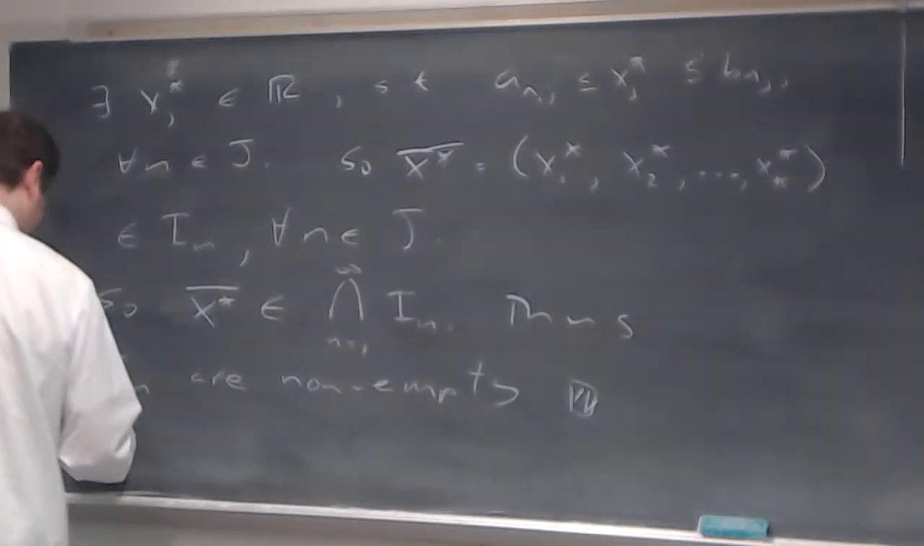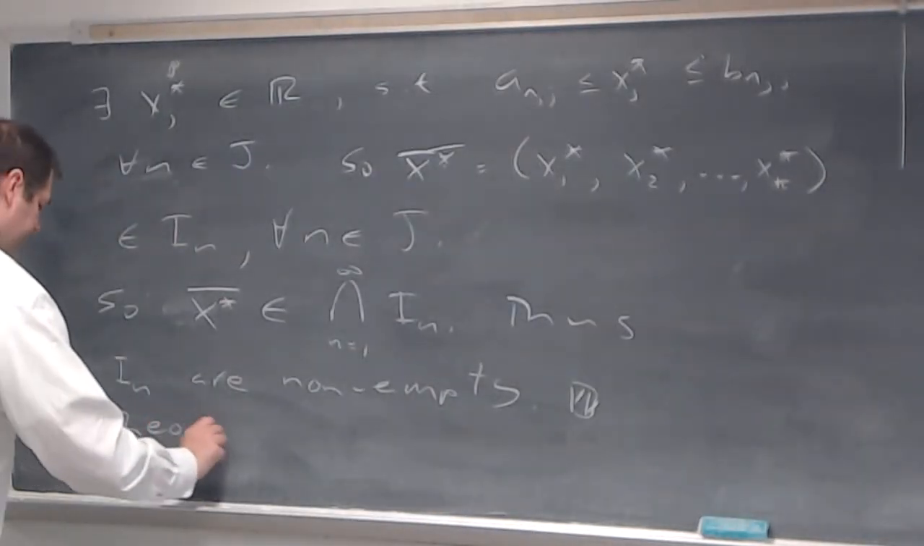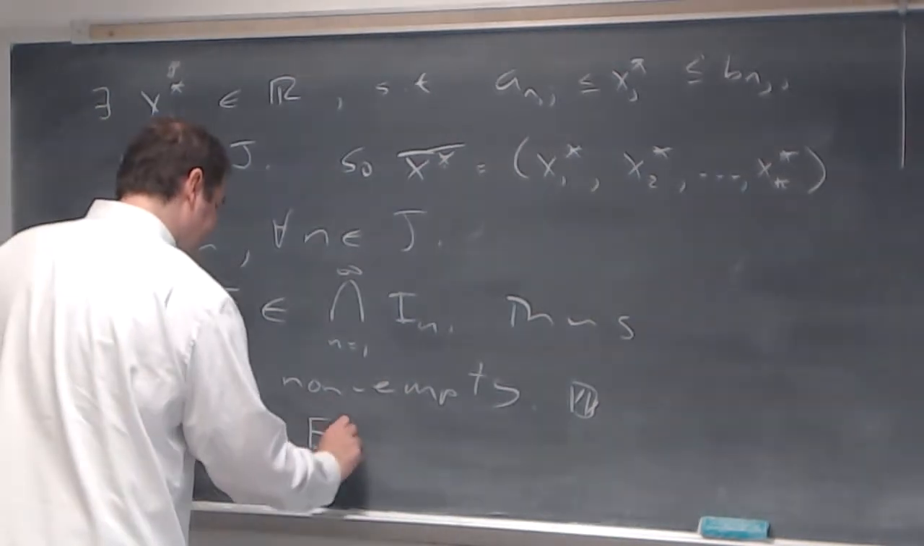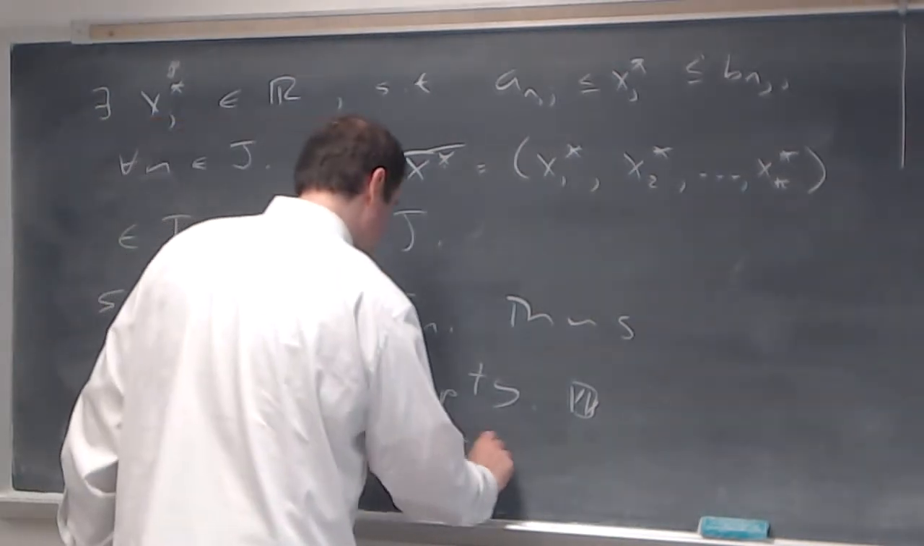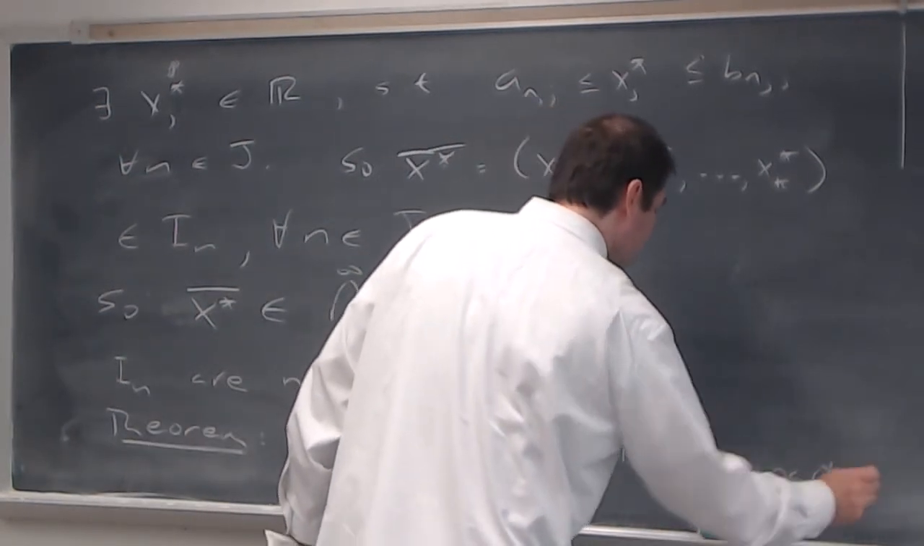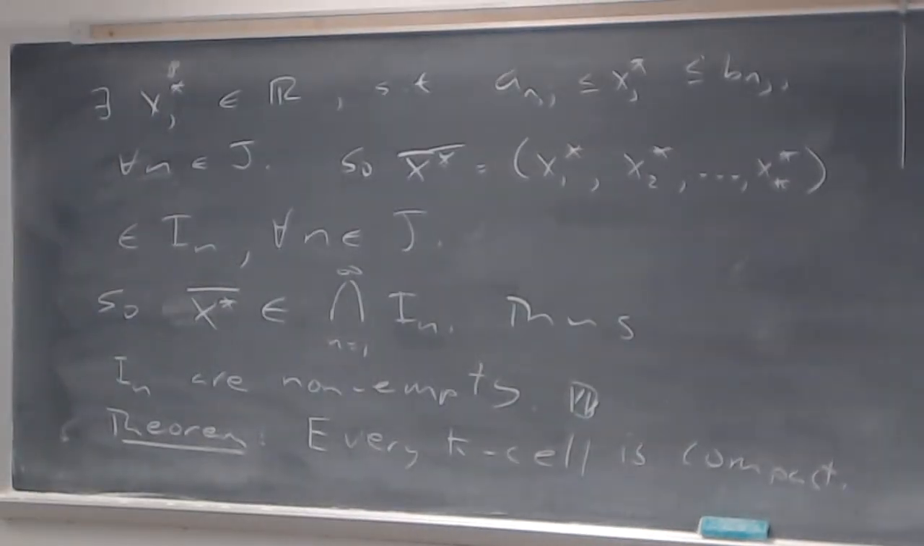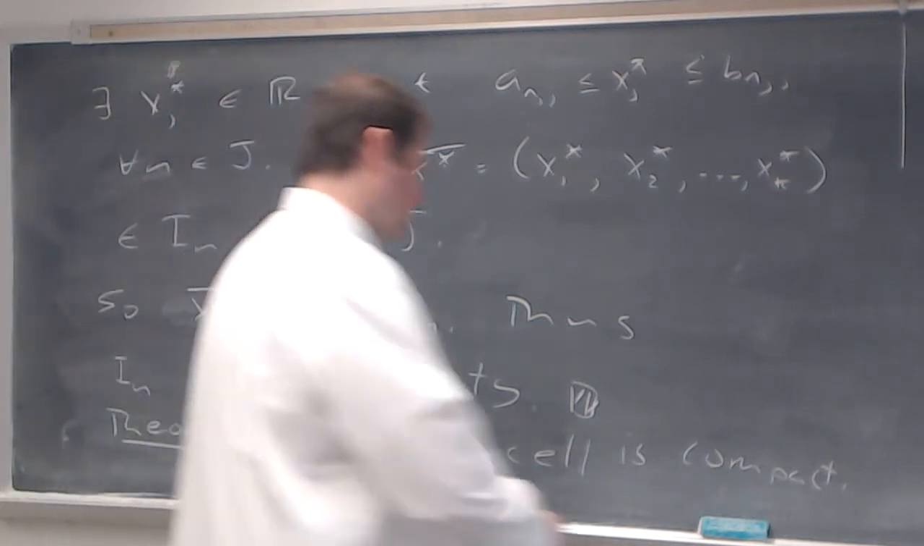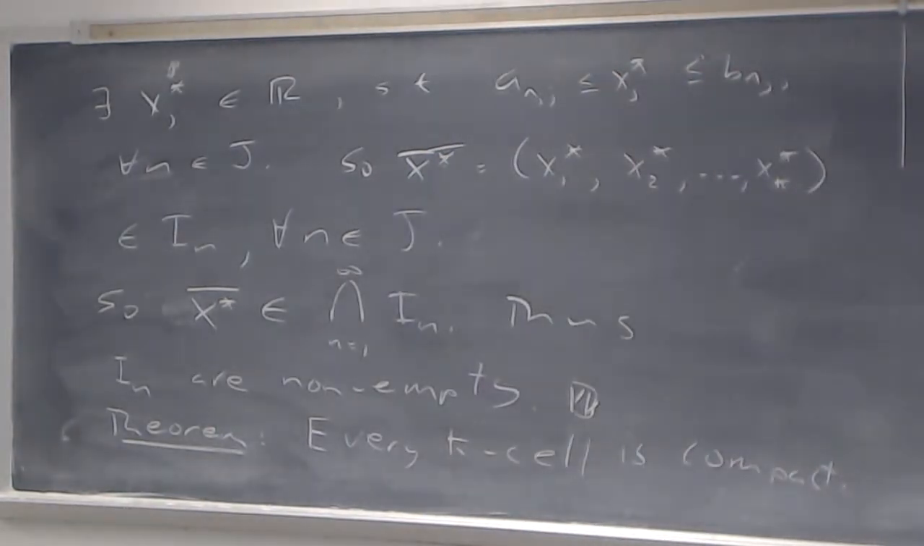I have room to write down the next theorem, and here's what it is. It says every k-cell is compact. So remember, a k-cell was something in Rk, really points in Rk, where each coordinate lies in a specific given closed interval in R1. So let's see if we can prove this.